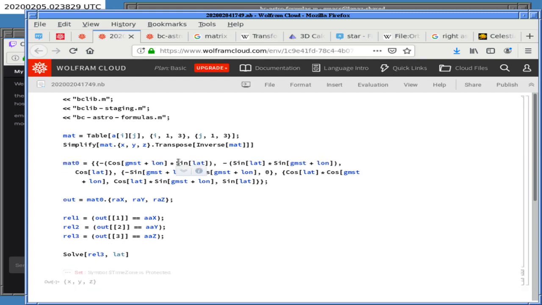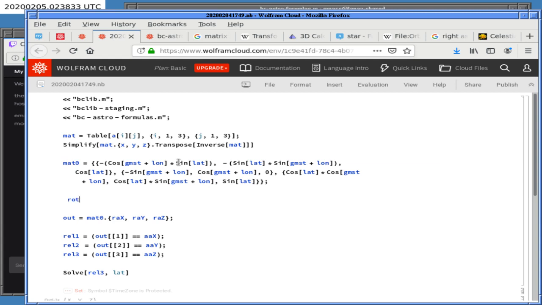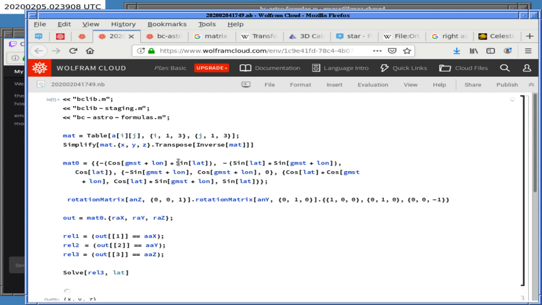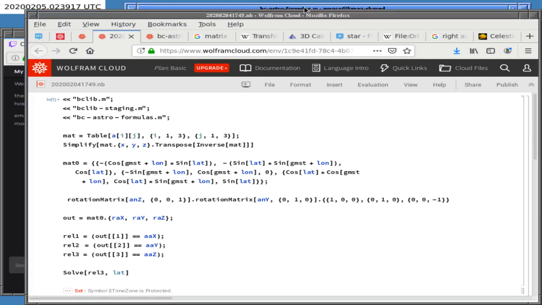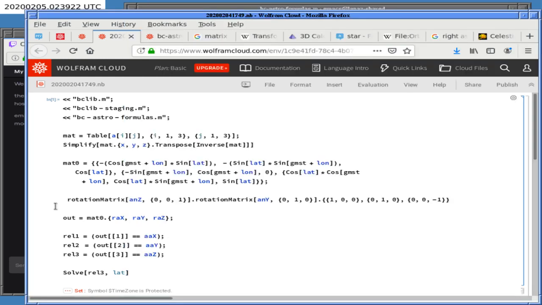So we have rotation matrix of, we'll call it angle Z for Z, dot the rotation matrix of angle Y for Y, dot the flip matrix, which is 1, 0, 0, 0, 1, 0, 0, 0, minus 1. All those together give us something. And why am I not getting that? Because it's not called rotation matrix, it's a function they define. And then set that equal to mat 0 is what we're going with this.